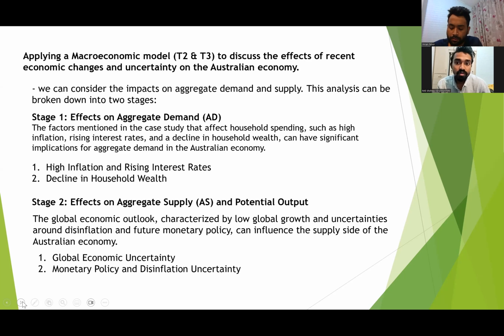The second is monetary policy and disinflation uncertainty. Uncertainty about global monetary policy and disinflation can affect investment decisions by businesses. Firms may delay investment in an uncertain environment. Uncertainty can lead to a decrease in business investment, which results in a reduction in potential output. In summary, the factors mentioned in the case study have significant implications for both aggregate demand and aggregate supply in the Australian economy. High inflation and rising interest rates reduce household spending and, in turn, aggregate demand.